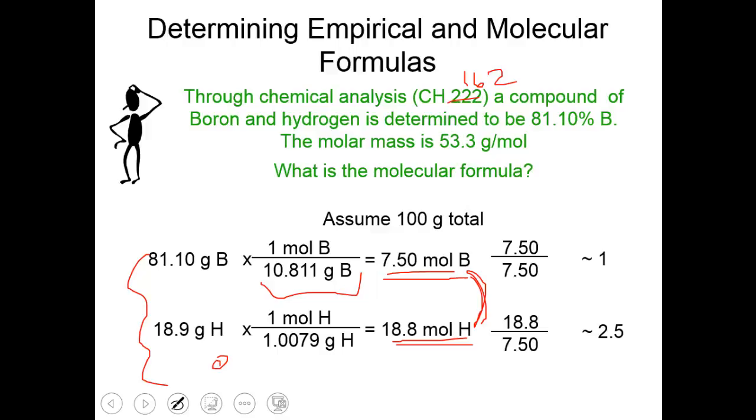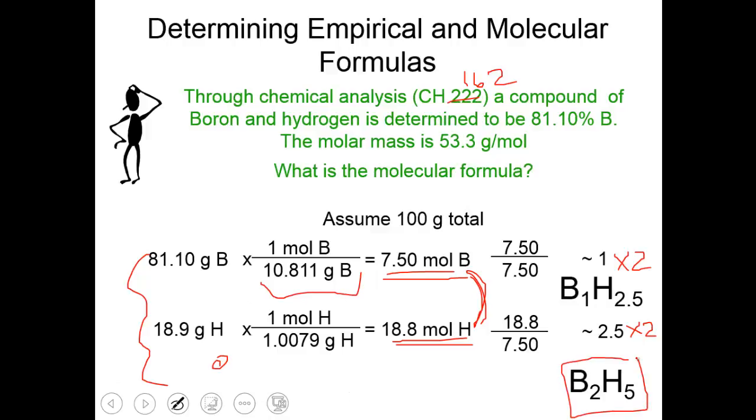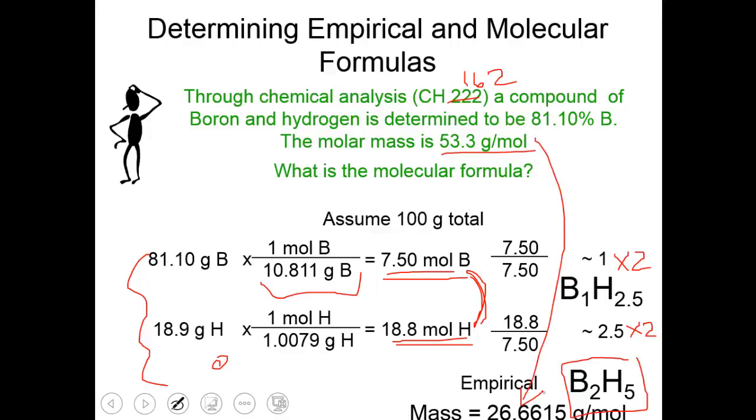So here it's 1 to 2.5. We'll multiply the hydrogen by 2 to get it to be 5, which means we need to multiply the boron by 2, and our empirical formula is B2H5, the simplest whole number ratio. Now, if the mass of the molecule was 53, and the empirical molar mass is 26, you'll see, oh man, it did it again, times 2. So the molecular formula is 2 times as big as the empirical formula.